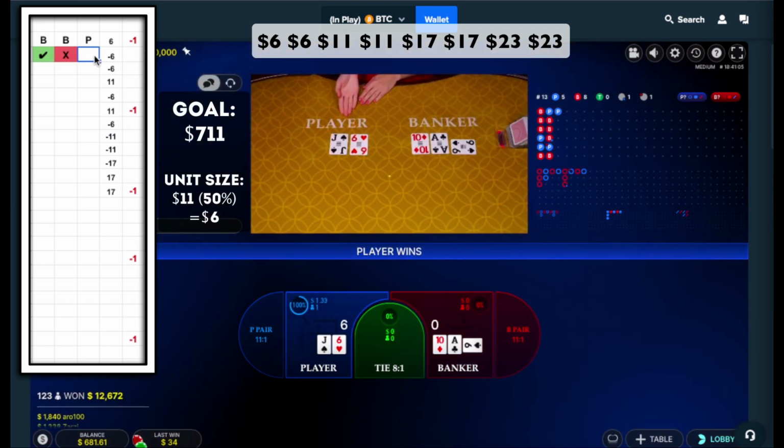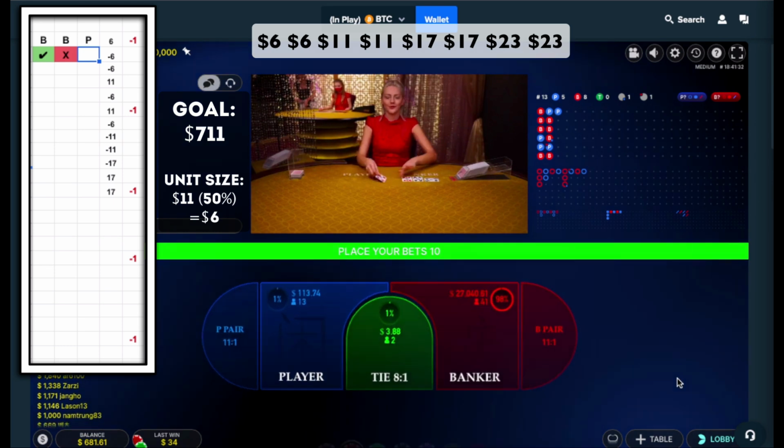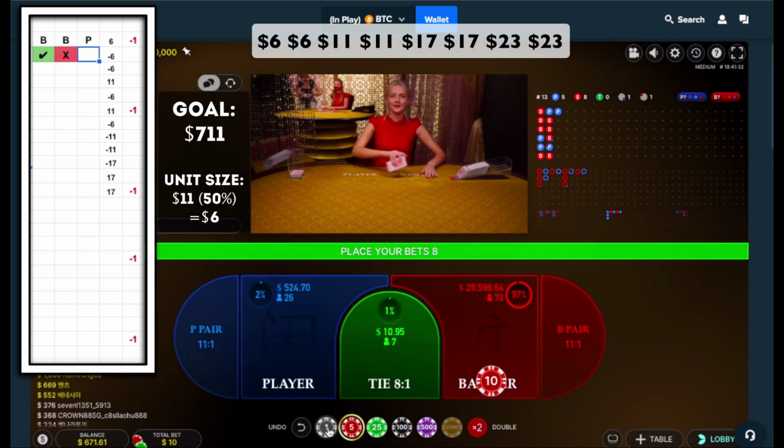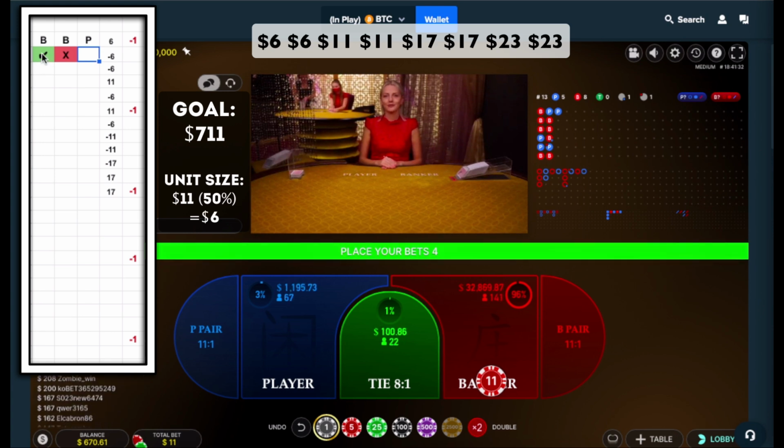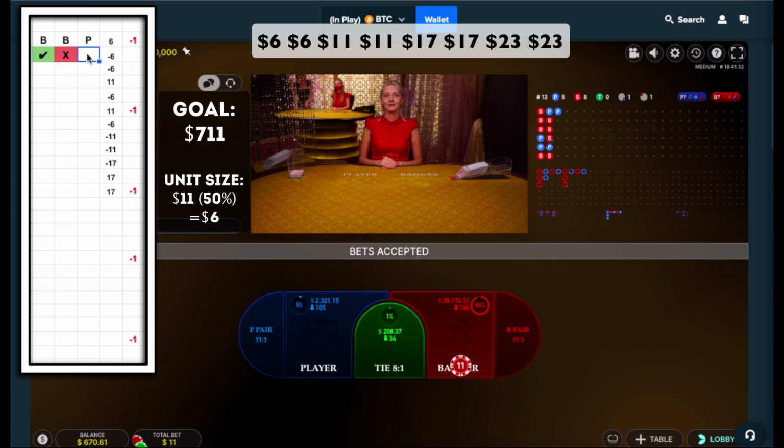Okay guys, here we go. I'm looking for the X, so I'm going to place a bet on banker for 11. Our free hand was a check mark. That is why we are betting against the check mark. So looking for banker here. Fourth step of the progression.